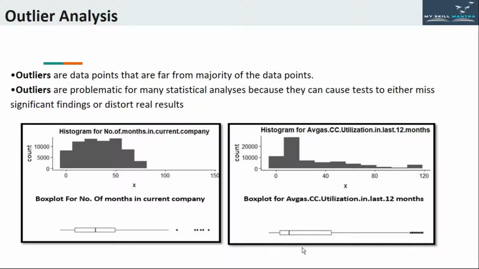So in our project, we used a combination of histograms and box plots to identify the outliers. And in this screen, you can see that for two variables, the number of months in current company that the customer has spent and the average credit card utilization of that customer in the last year, we have outliers present. You can see these dots in the box plot and also in the histogram, right? So there are different ways to treat the outliers, which we won't discuss today, but we are going to take it up some other day where we will discuss this at length.